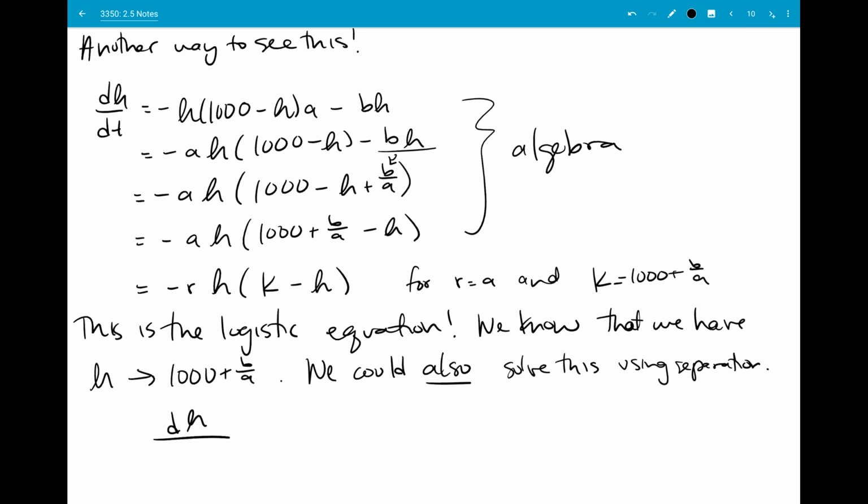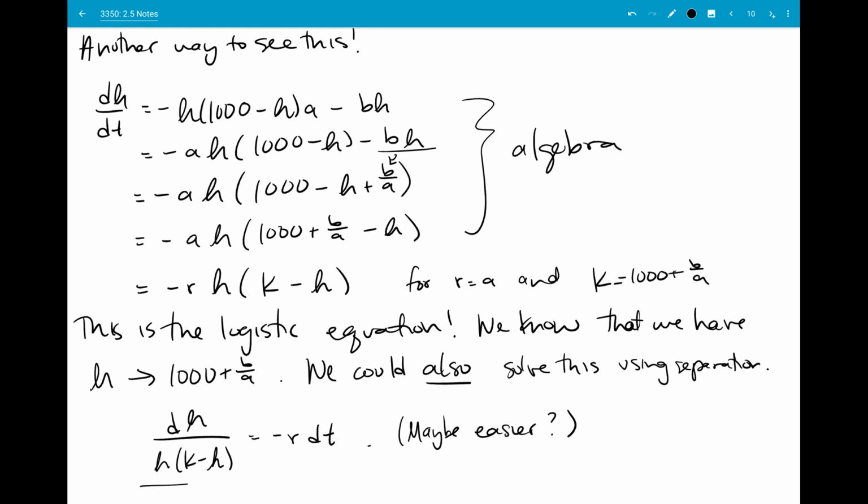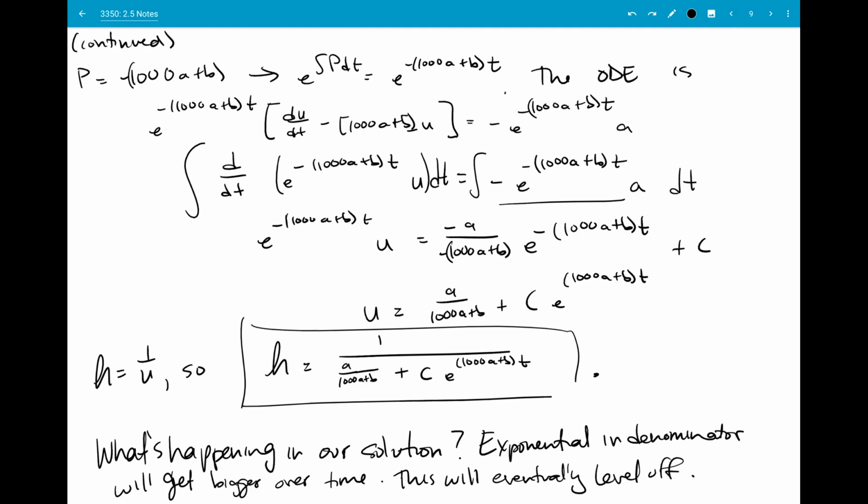So you have dh over h times k minus h. Sorry, I don't naturally write my h's cursive. I'm just doing it so that you don't think they're n's. It's hard to fix if I forget. Equal to minus r dt. And honestly, maybe that would have been easier. You would have to do a fraction decomposition to take this integral right here, but it could be that you like that more than everything we did to solve it the other way.